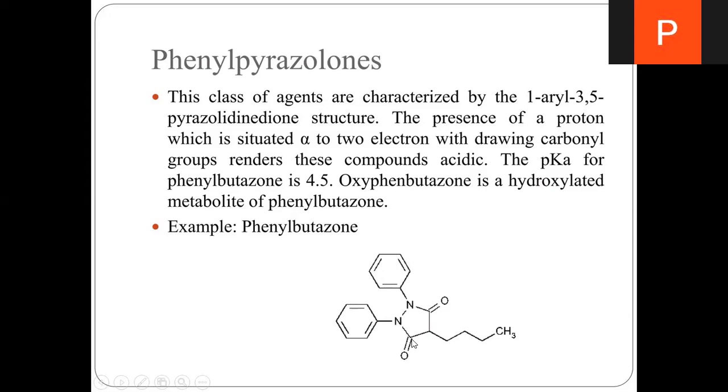2 nitrogens and 2 C double bond O groups present in this structure. Again, this nitrogen is attached with the phenyl ring. This one is connected with a phenyl ring. Again, this is the side chain. It's nothing but CH2, CH2, CH2, CH3. Bute means totally we are having 4 carbons. This is the structure of butyl. Along with azone. Azone means due to the presence of 2 nitrogens along with 2 C double bond O groups. Diphenyl means due to the presence of 2 C6H5 groups. So this is the structure of phenylbutazone.